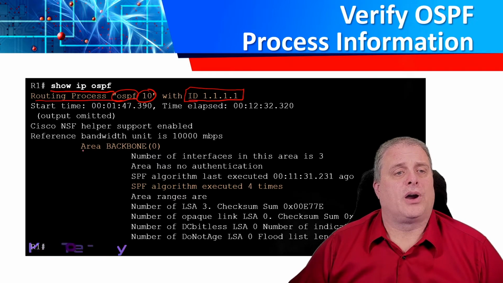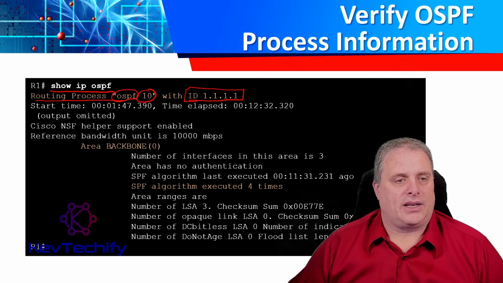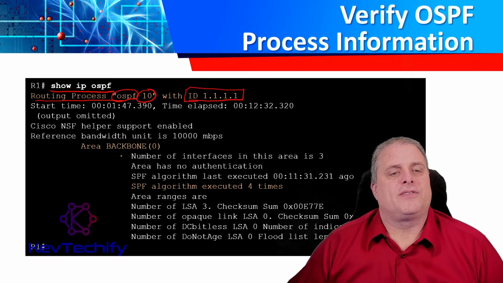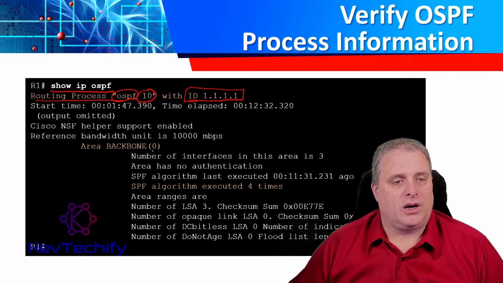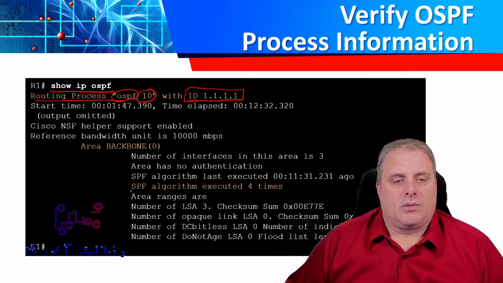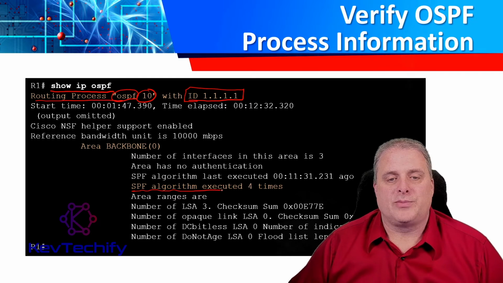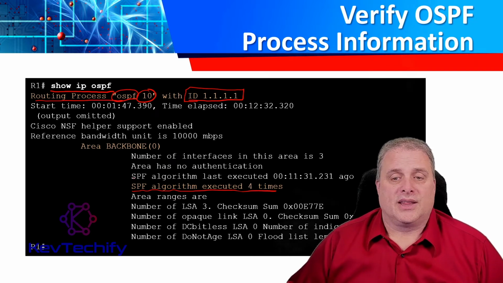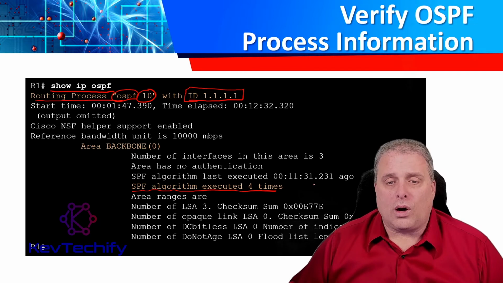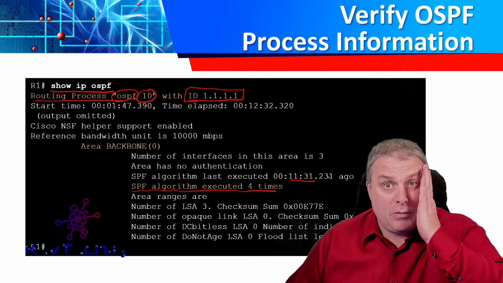Then we come down here to our area backbone. This is that area 0 that we set. So this is OSPF specific information right here about our area 0. We can see that we have some information right here. We have that our SPF, our shortest path first algorithm, has been executed 4 times. The last time we did that was 11 minutes and 31.231 seconds ago.